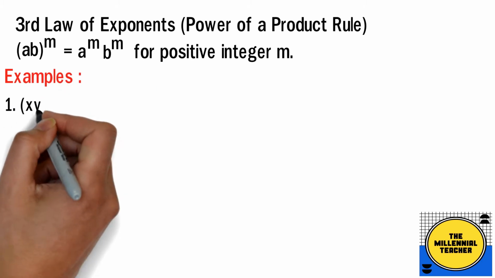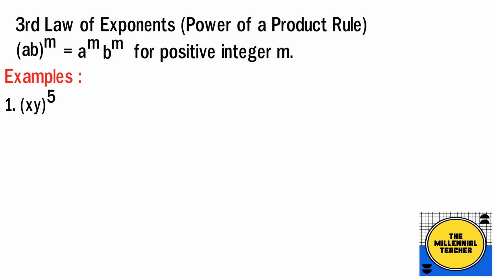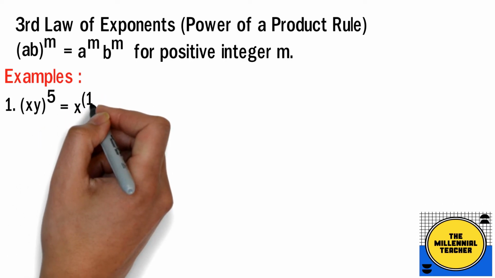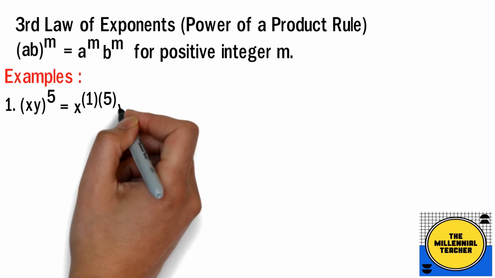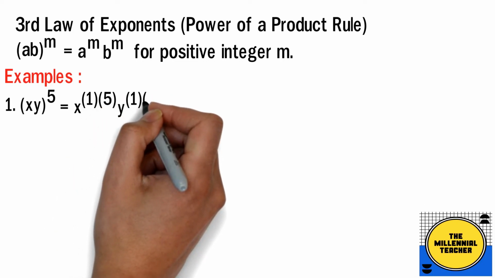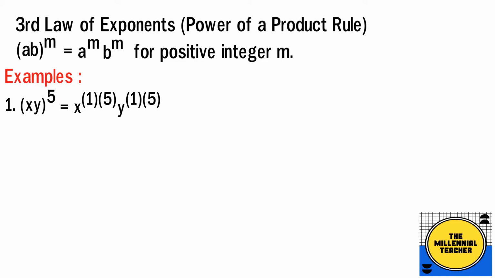Example number 1 ay xy raised to 5. In this case, ang base natin ay x at y. Kaya, ang 5 ay imumultiply natin sa exponent ng x at y, kaya magiging x raised to 1 times 5, y raised to 1 times 5. Dahil ang exponent ng x at y ay both 1. By simplifying, ang final answer, student, ay x raised to 5, y raised to 5.